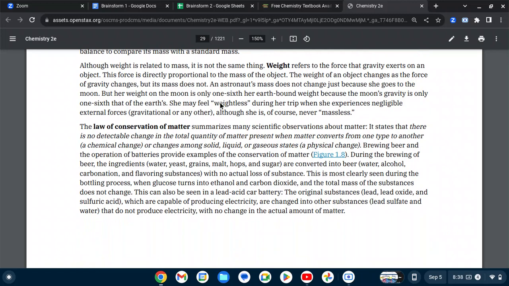Weight refers to the force that gravity exerts on an object. This force is directly proportional to the mass of an object. The weight of an object changes as the force of gravity changes, but its mass does not. An astronaut's mass does not change just because she goes to the moon, but her weight on the moon is only 1/6 her Earth-bound weight because the moon's gravity is only 1/6 that of the Earth's. She may feel weightless during her trip when she experiences negligible external forces, although she is, of course, never massless.